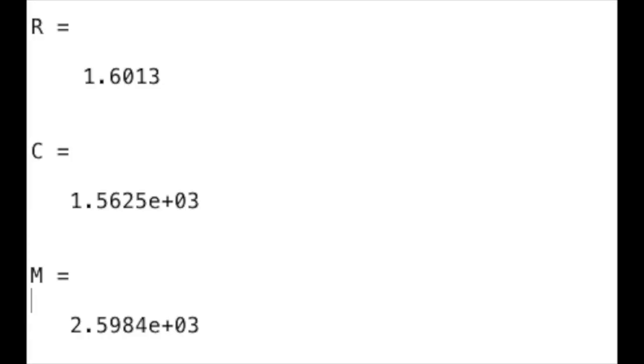Now, if we were to put all of this code into MATLAB and execute it, we'd see that we get an estimate of 1.6013 for the intrinsic per capita growth rate of our population, 1.5625 times 10 to the positive 3, or a little over 1,500 for the carrying capacity of this population. And then the associated parameter, M, is almost 2,600.